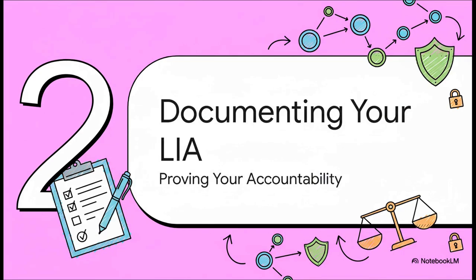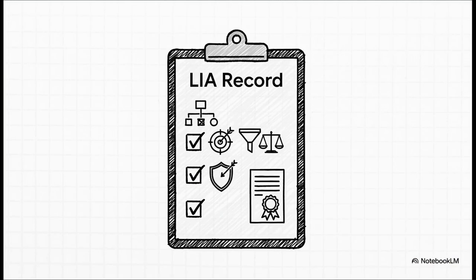So passing all three tests is obviously essential, but there's one last crucial step. You've got to document everything. And this isn't just about good housekeeping. It's a core legal requirement to show that you're being accountable. Your LIA document has to be a complete record of your thinking. It needs to detail exactly what you're doing, your answers for the purpose, necessity, and balancing tests, any steps you took to lower the risks, and of course, your final decision. This document is your proof that you did your homework.